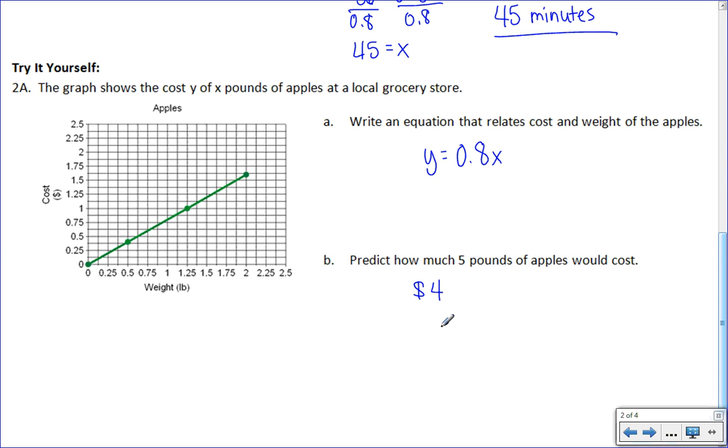If for some reason you did not get $4, my guess would be that you replaced the wrong variable with 5. Make sure you're paying attention to what it's telling you. 5 pounds of apples. The weight in pounds is the x value. So if you substituted this for y, you got something other than $4. That's probably what the problem was. So this 5 pounds here, if pounds is x, that 5 pounds needs to replace x in the equation.